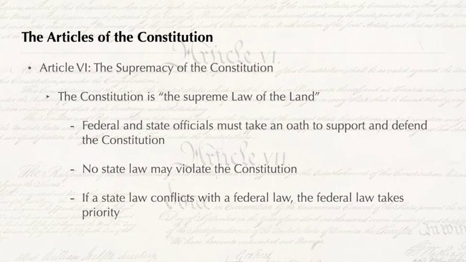Since both the state and national governments may pass laws, the framers wanted to avoid any uncertainty about which laws take priority. Therefore, Article 6 requires officials in state and national government to take an oath to support the Constitution as the supreme law of the land. No state law may violate the Constitution. Also, if a state law conflicts with a federal or national law, the federal law takes priority.